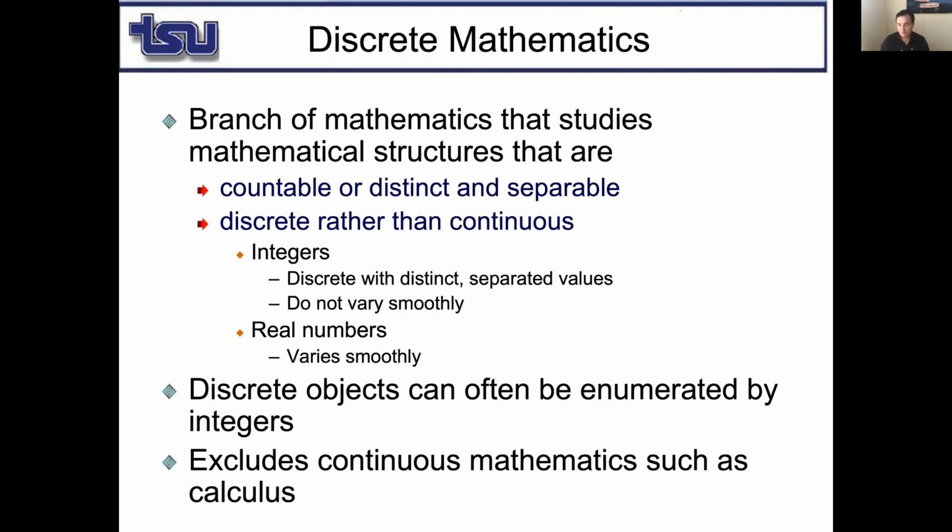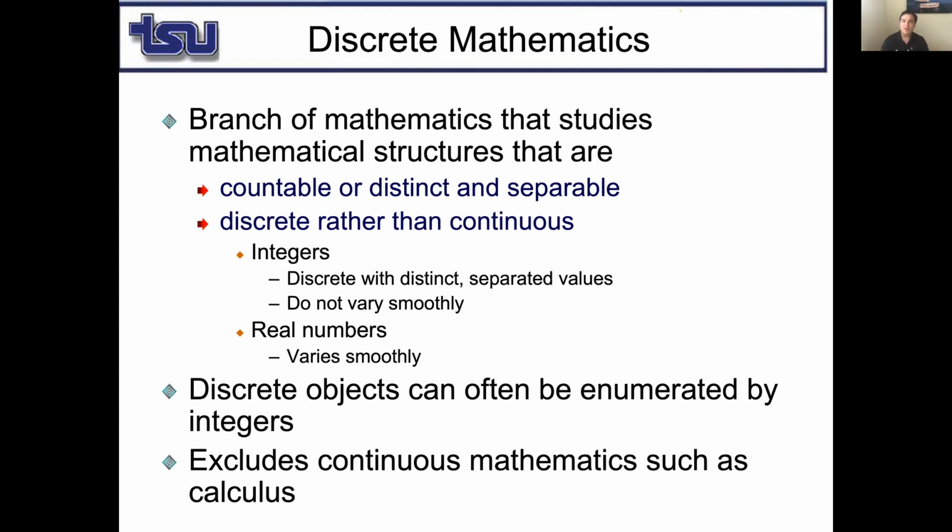So what is discrete mathematics? Well, where does it fit in the areas of mathematics? Discrete mathematics is a branch of mathematics that studies mathematical structures, but those structures must be countable or distinct and separated or separable. So discrete mathematics does not focus on continuous mathematics. It focuses on distinct objects. For example, real numbers are part of continuous mathematics and they vary very smoothly, right? But integers, for example, are objects that do not vary smoothly. So discrete mathematics mainly focuses on what?